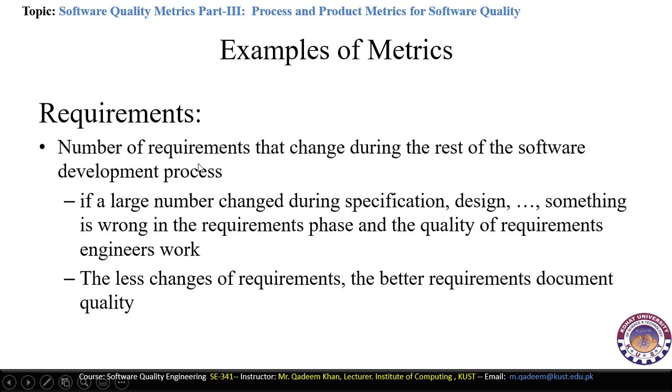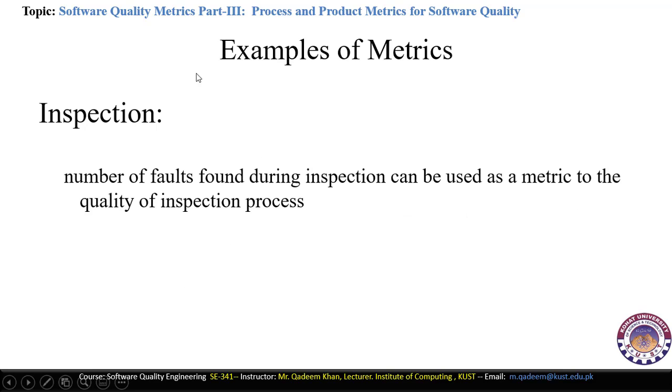So if a large amount of changes are occurring over the specifications, designing, implementation, testing, coding, and finally the maintenance, that means that the problem is on the requirement side. So requirements must be collected with great care. Secondly, the fewer the changes of the requirements, the better the requirements document quality. If the customer is not frequently changing the requirement documents, that means that our requirements documents are of high quality, or the procedure used for collecting the requirements is of high quality. Next one is the inspections matrix.